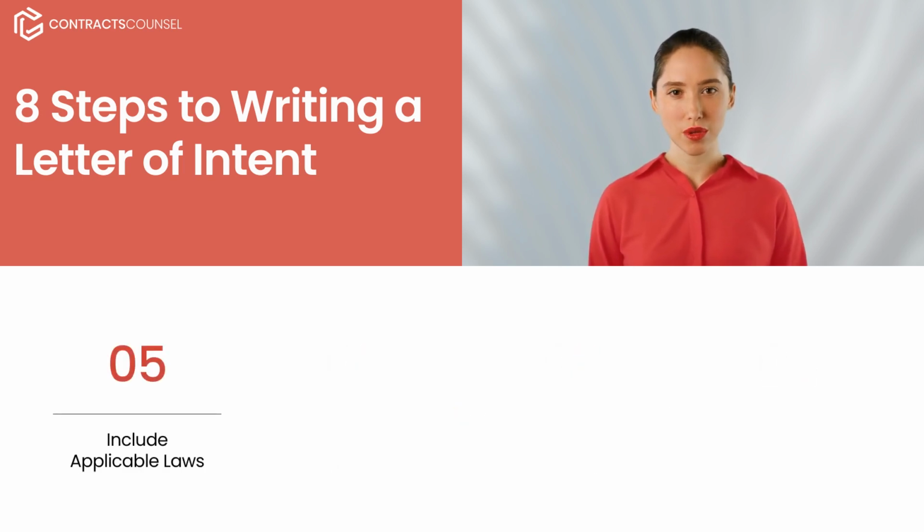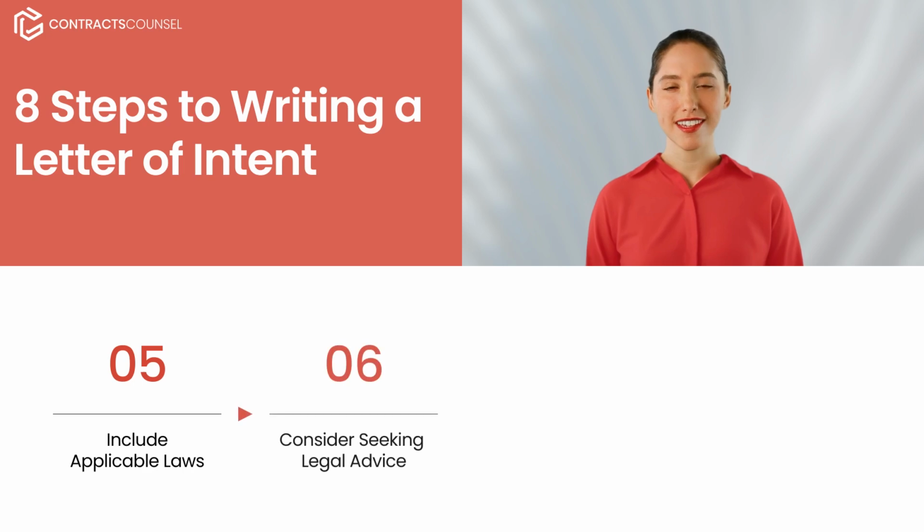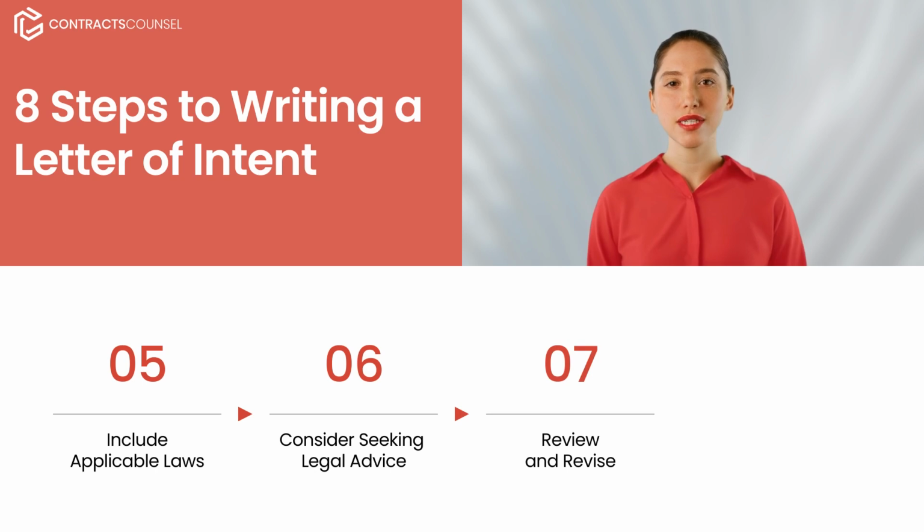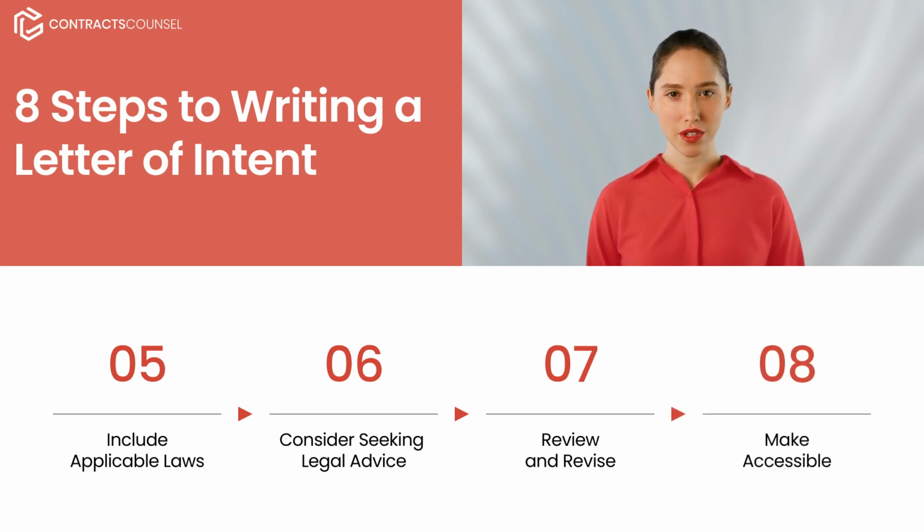5. Be sure to incorporate any applicable laws and regulations that may be specific to your state or industry. Note this may require research. 6. If you are unsure about anything, consider using Contracts Council's platform to seek advice from an experienced lawyer that works on LOIs. We've included a link in the description to help you. 7. Review and revise the letter to make the language clearer and confirm you have included everything needed. And 8. Create a single document to serve as your letter of intent and ensure all parties have access to it.